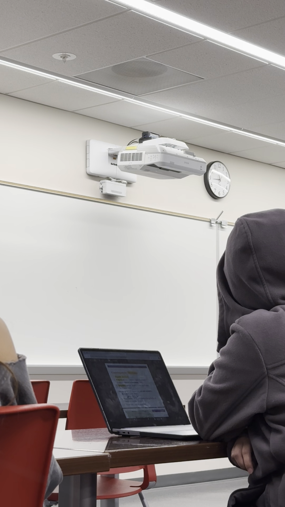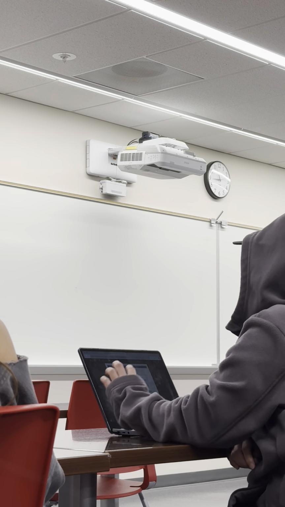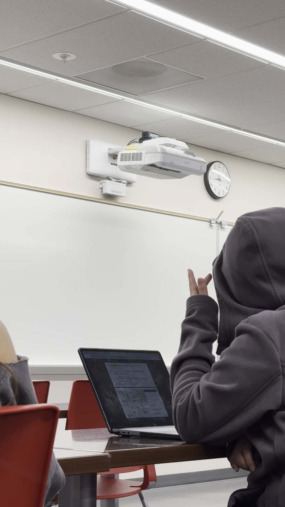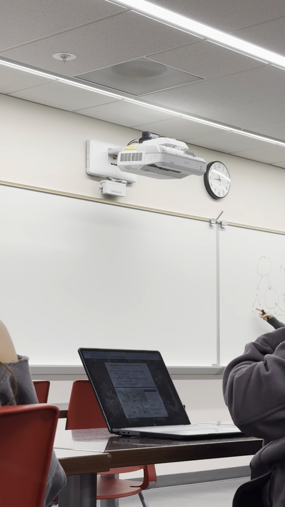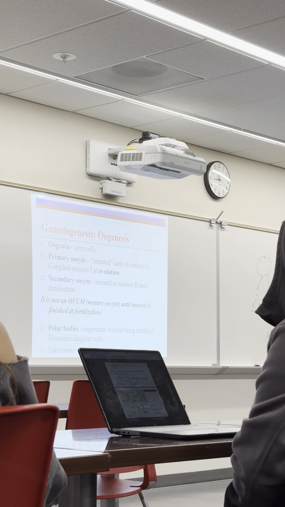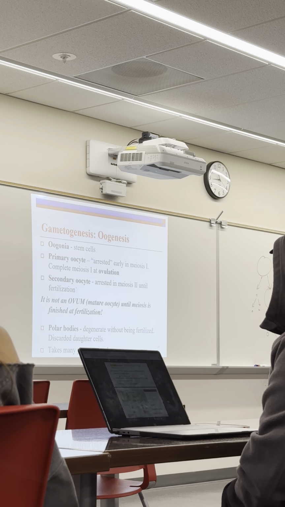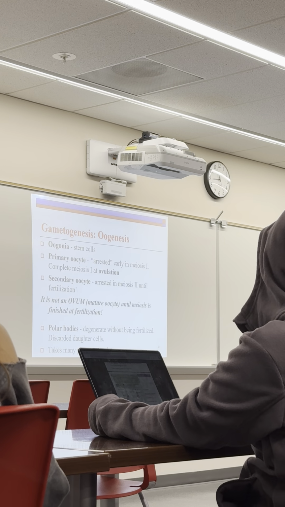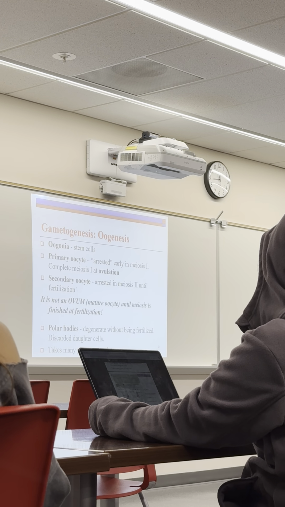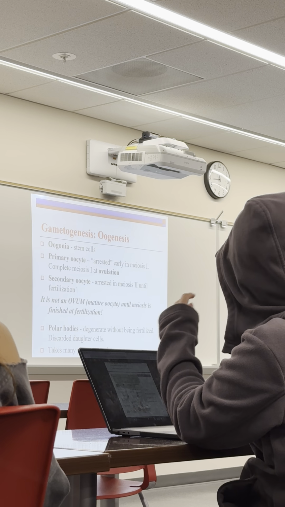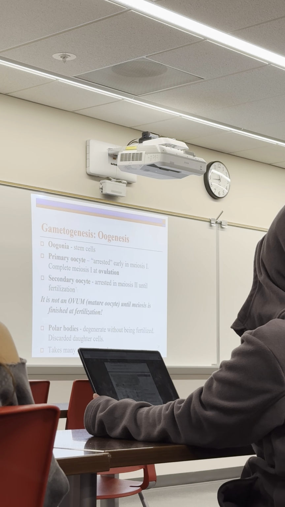Polar bodies are the little pieces that are discarded, because it's a very uneven division. These would never actually divide, but we're just keeping track of the numbers. The polar bodies will degenerate without ever being fertilized. These are just the discarded daughter cells. 1, 2, 3, 4 is our total after the 2 divisions: meiotic division 1, meiotic division 2.